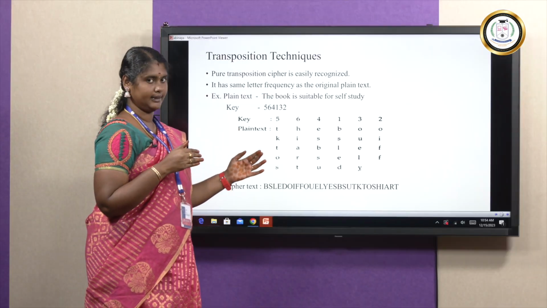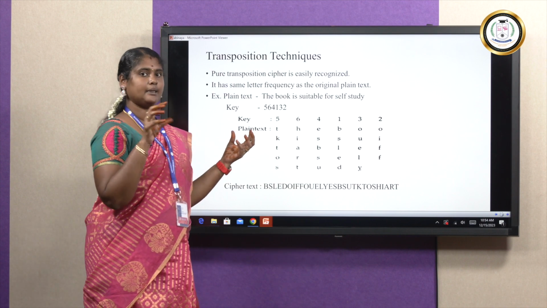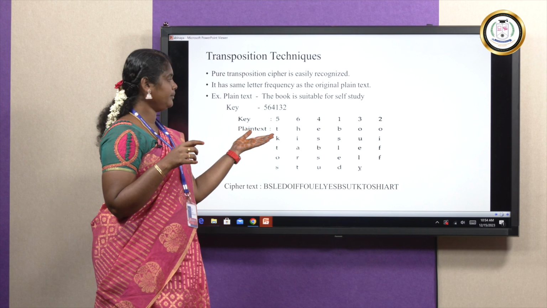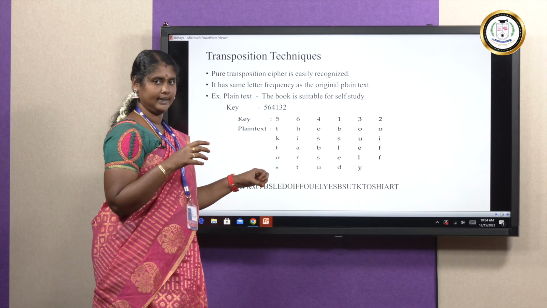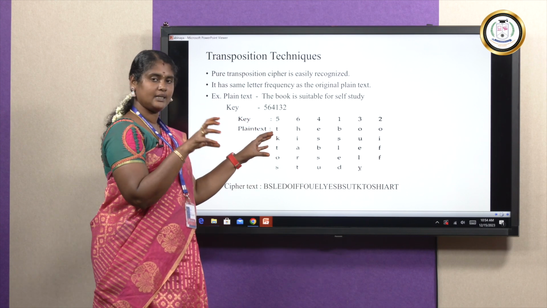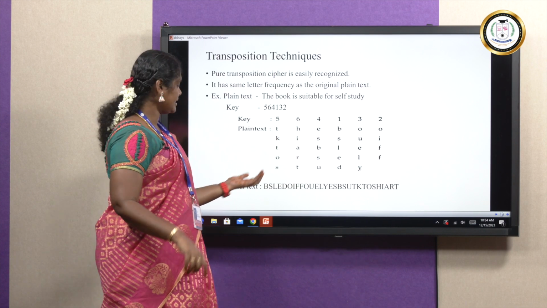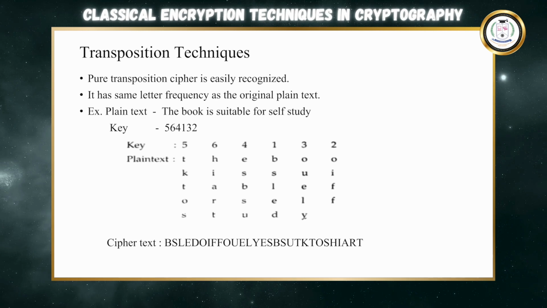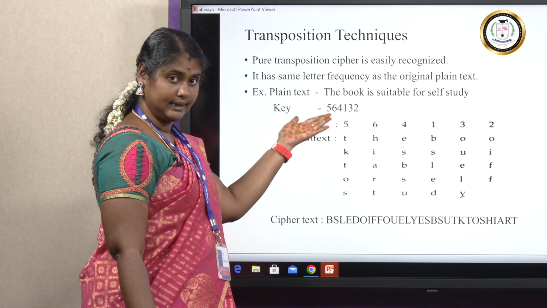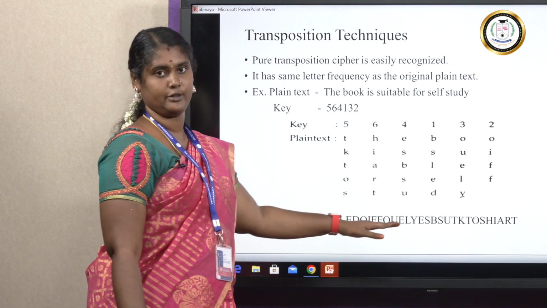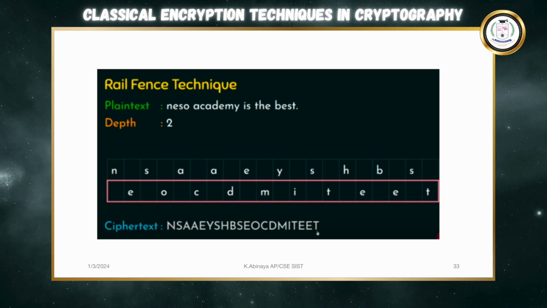So this is another model. Here we are going to use some numbers. Whatever number you write, once you pick the letters, you first take the lesser number and go in ascending order to create your ciphertext. For the plain text "the book is suitable for self-study", the ciphertext created is B-S-L-E-D, O-I-I-F, and so on. This is also called the rail-fence technique.